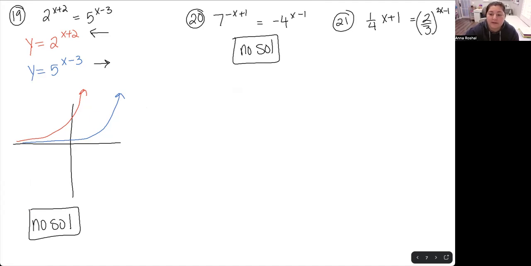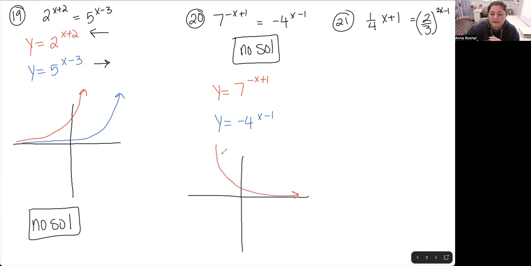But if I were to graph these, I would probably say we have 7 to the negative x plus 1. And that's going to be a reflection on the y-axis. And then this one is going to be a reflection on the x-axis. So when I do graph them, I'm going to end up with this kind of graph, and that kind of graph. So you'll see that they'll never meet.